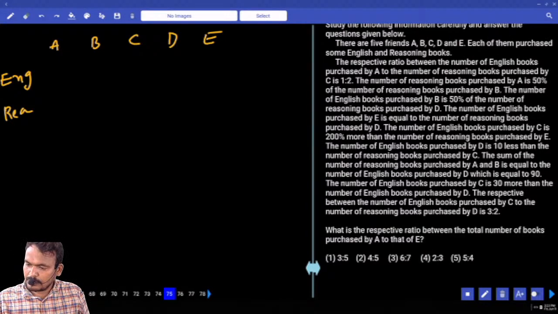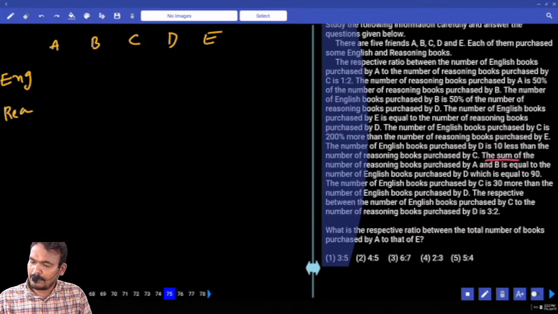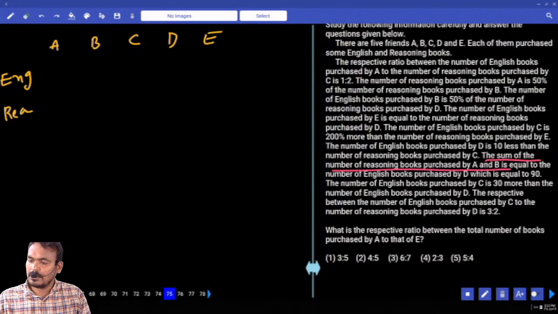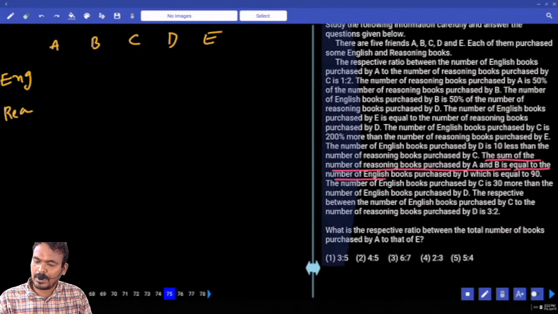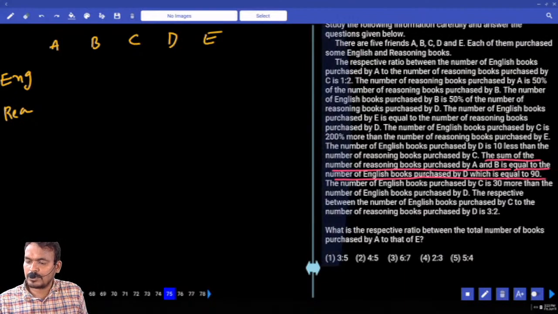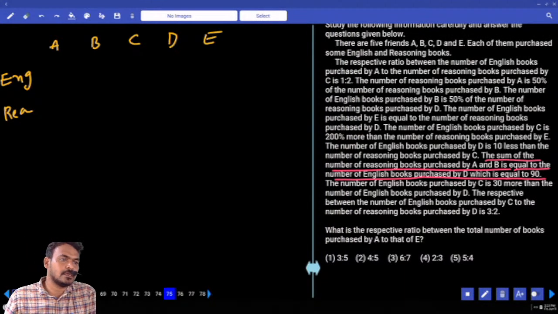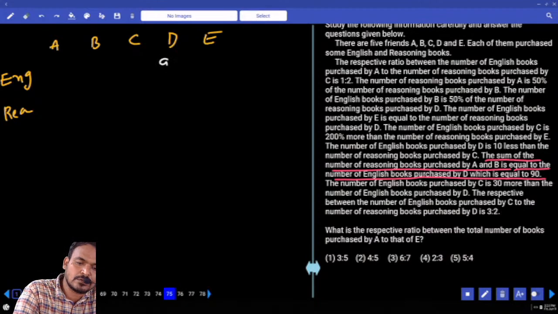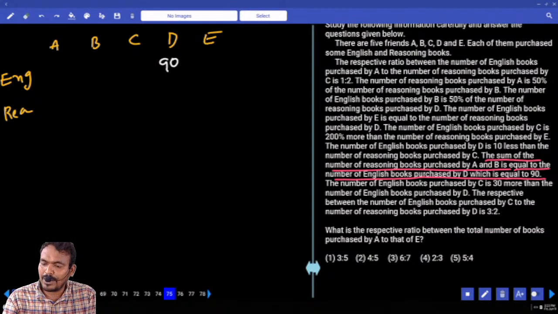Or the last-but-one line. The sum of the number of reasoning books purchased by A and B is equal to the number of English books purchased by D, which is equal to which one? 90. Means English D is how much? 90. That is also equal to which one? Sum of the reasoning books purchased by A and B.